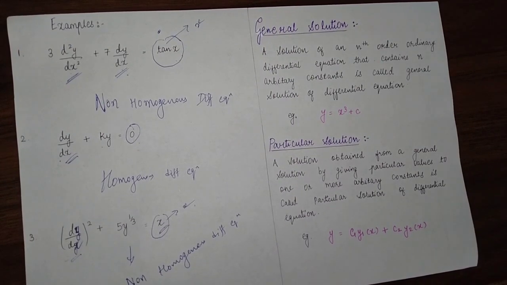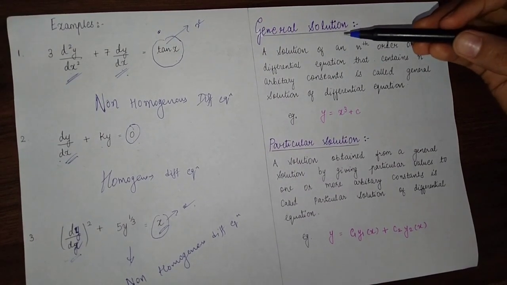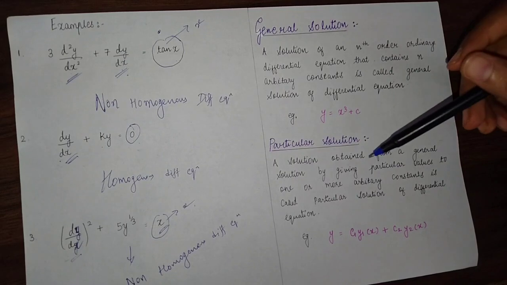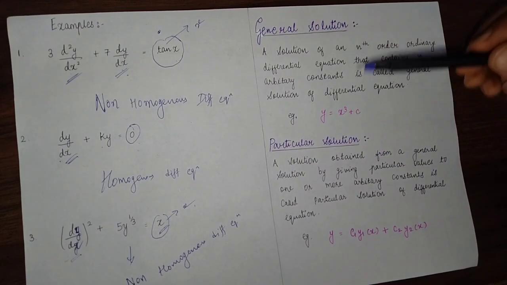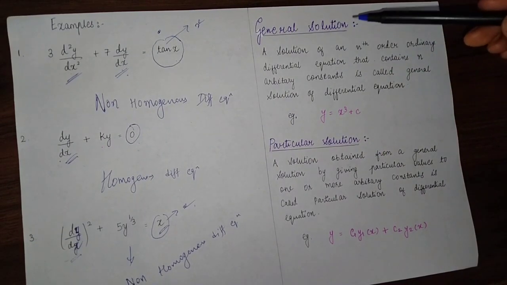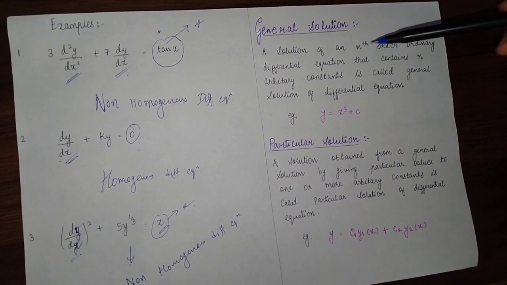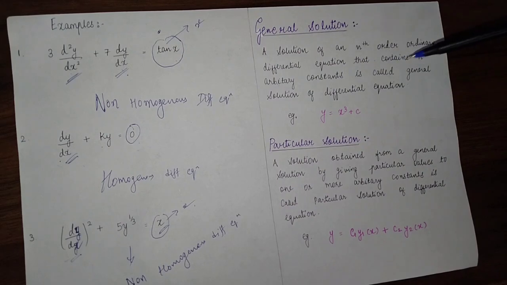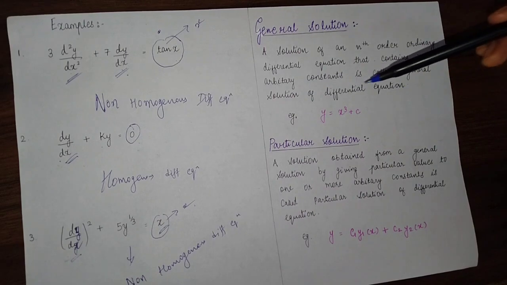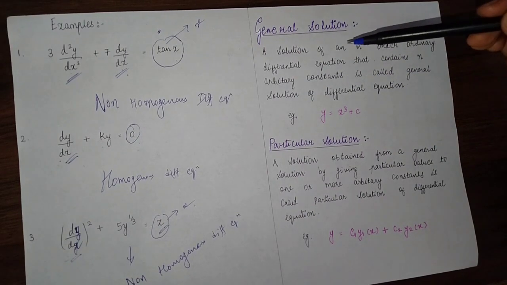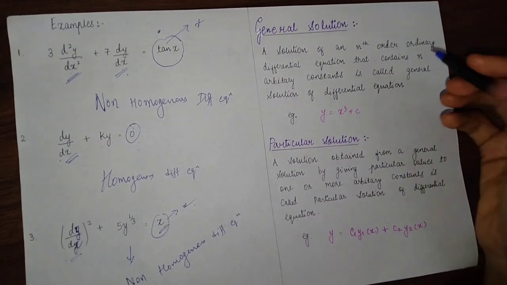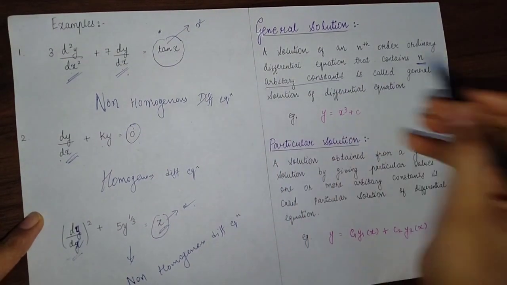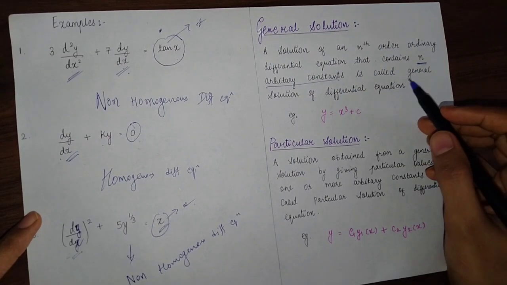So now we will study what is a general solution in a differential equation and what is a particular solution in a differential equation. First of all, general solution: a solution of an nth order ordinary differential equation that contains n arbitrary constants is called the general solution of the differential equation. Any solution, if it contains n arbitrary constants, then such an equation is called a general solution.